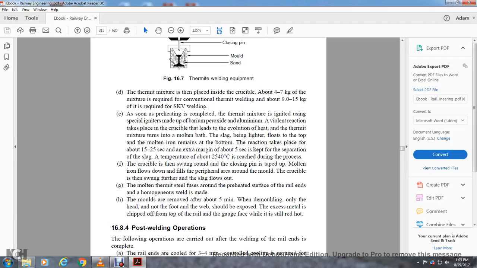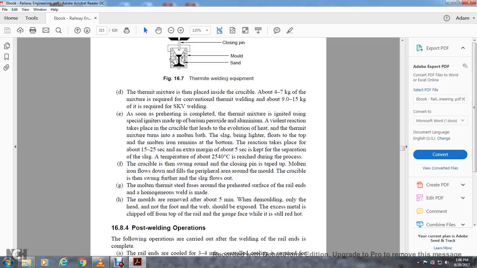A violent reaction takes place in the crucible, leading to the evolution of heat. The thermite mixture turns into a molten bath, and the slag, being lighter, floats on top of the molten iron, which remains at the bottom. The reaction takes about 15 to 25 seconds. An extra margin of 5 seconds is kept for the separation of slag. A temperature of 2,540 degrees Celsius is reached during the process.